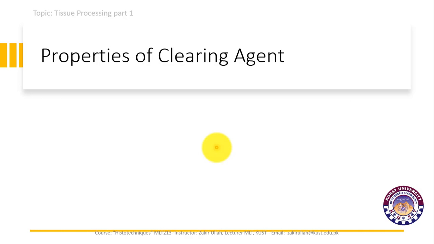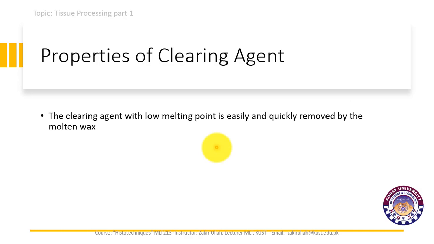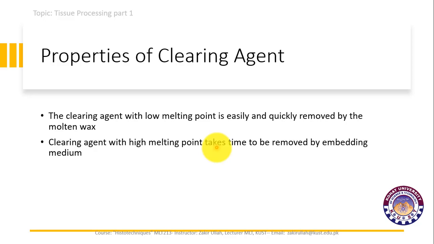The properties of the clearing agent. The clearing agent having a low melting point is easily and quickly removed by the molten wax, and those agents which have a high melting point take more time to be removed from the tissue and from the embedding medium.